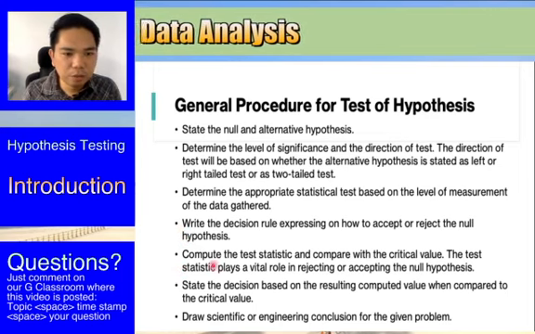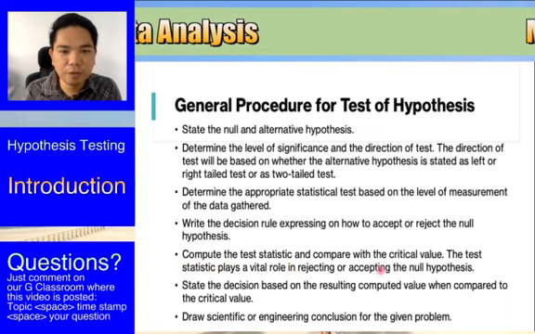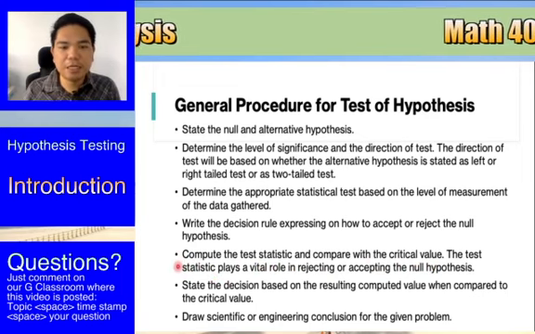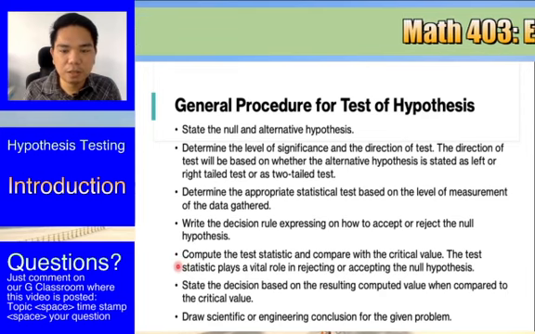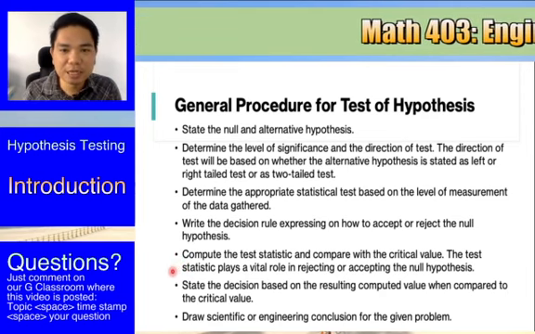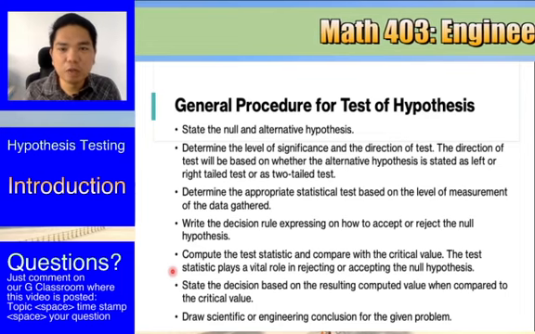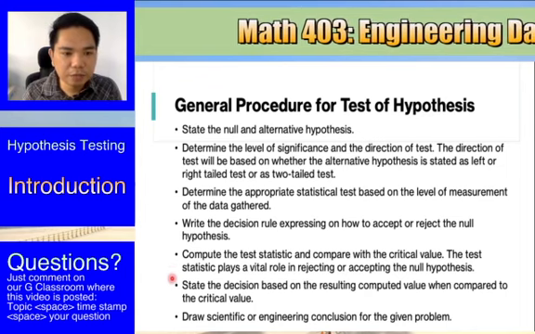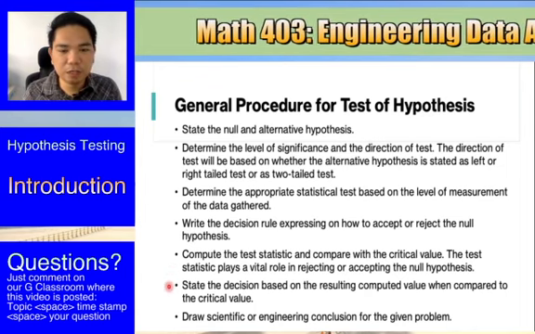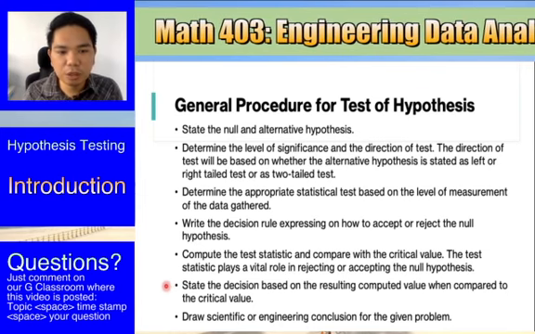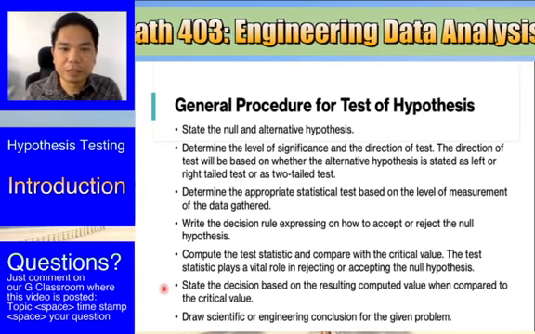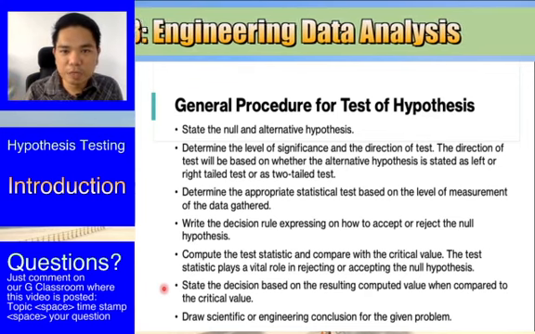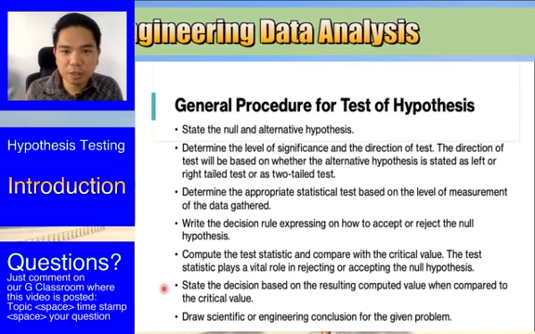And then, compute the test statistic and compare with the critical value. So, we would compute kung ano yung test statistic na napili natin and compare with the critical value. And yun yung magsasabi kung i-reject natin yung null hypothesis or we fail to reject the null hypothesis. Next is to state the decision based on the resulting computed value when compared to the critical value. Yan. Sabihin lang natin kung ano yung decision natin. Kung ano yung decision based doon sa computed value and the critical value.